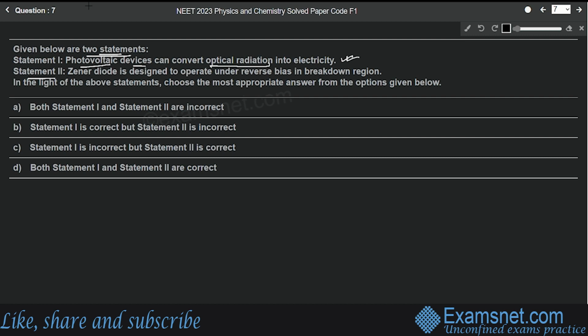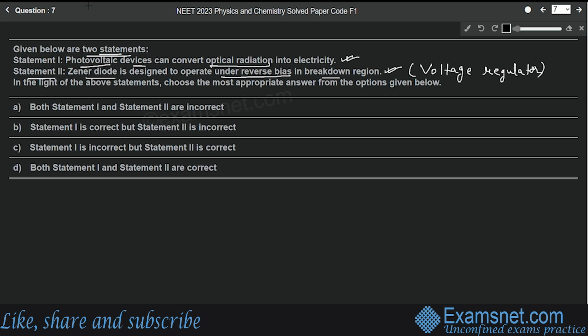Then the second statement says Zener diode is designed to operate under reverse bias in breakdown region. This is also a correct statement. We know that Zener diode is used as a voltage regulator, right? It is designed to operate under the reverse bias condition in breakdown region. So both are correct, right?